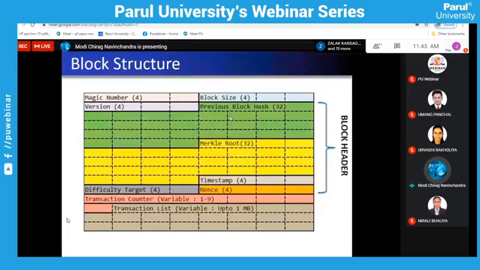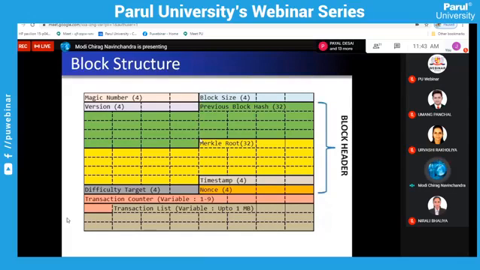Merkle root is part of this transaction list. The transactions will be ordered in such a way that they form a tree kind of structure, and the root value of this tree will be stored in the block header. Then the timestamp, at what time this block is generated. Difficulty target shows how many preceding zeros should be there. As you increase the number of preceding zeros in this block's hash value, this block's hash value will be lower than the previous block hash value.